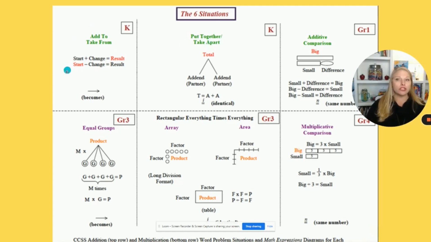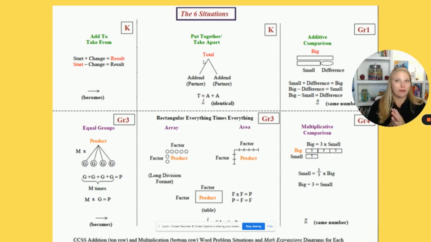But then we also could do maybe circle drawings in the younger grades. There's some other ways we can model that problem. Same thing here for put together, take apart. But this is a different type of problem. Instead of I had some apples and I took some, or I had some apples and I add 2, now we're putting together and taking apart.